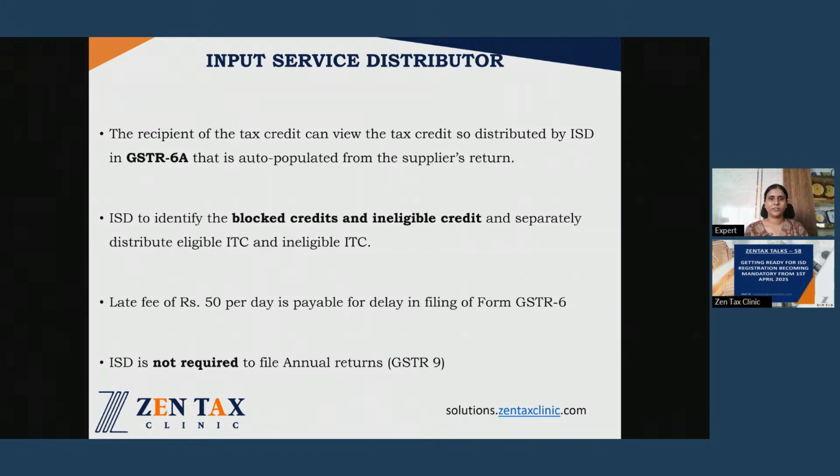Is the ISD required to file an annual return? No, the ISD is not required to file an annual return. They are only required to file a monthly return, GSTR 6.